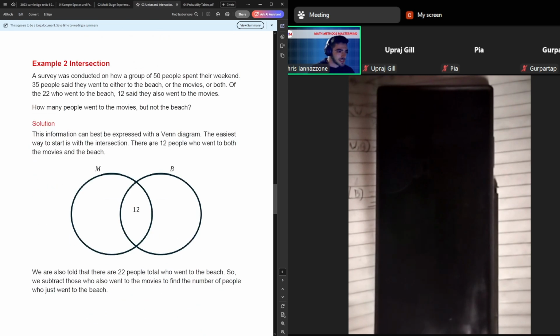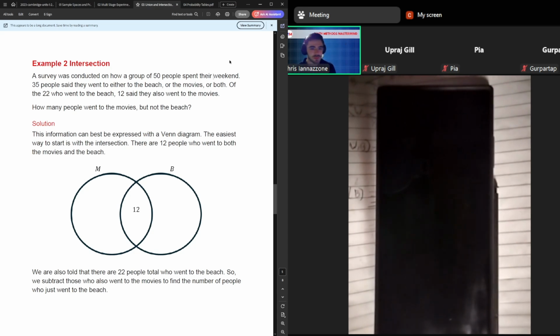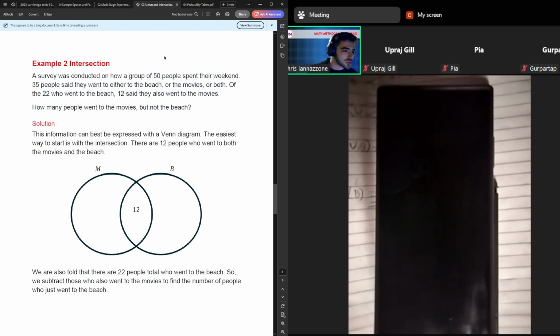Okay, intersection. So intersection is just when both things are true at the same time. We saw that earlier, ace of hearts, right? Both ace and heart. In this example, we're going to look at a pretty common question that comes up a fair bit, which is they'll give you this survey or this group size of a certain thing, and you have to figure out the individual places to place those people in. So we're starting with 50 people, 35 went to either beach or movies or both, so on and so forth.